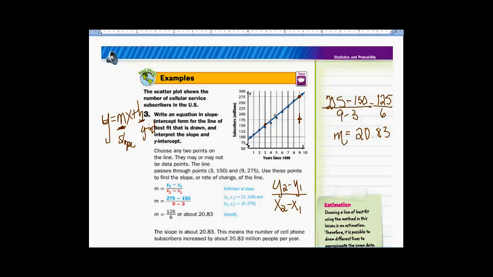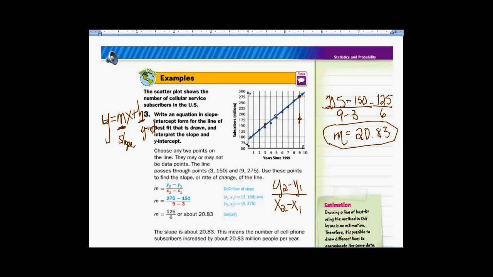We've never really had a slope that looks like that before, but then again, we've never dealt with scatter plots, lines of best fit. So it's going to look a little bit different. So our slope is 20.83. Now our y-intercept is where the line will cross the y-axis. That will give you a general idea, and you're looking somewhere between 75 and 100.